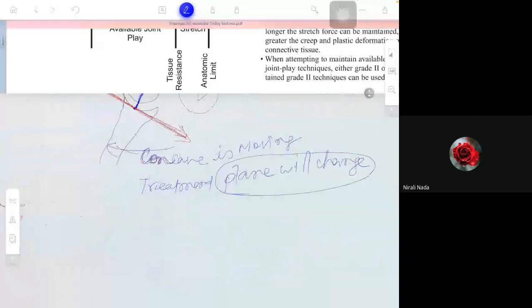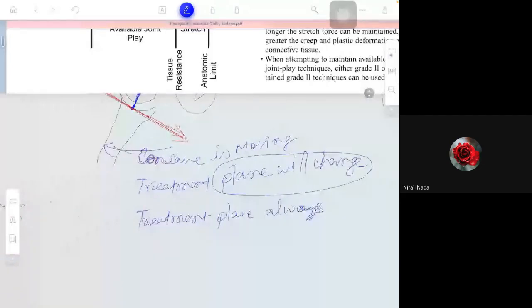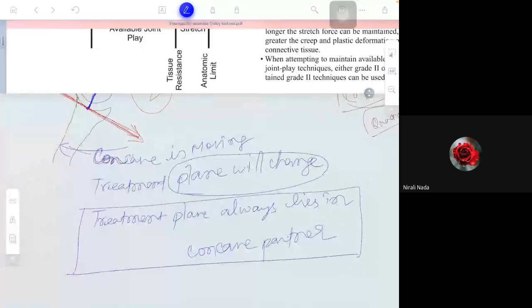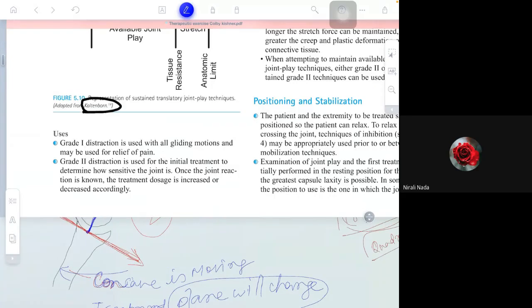So the treatment plane will also move because the treatment plane always lies in the concave partner. This is an important point you should remember. Treatment plane always lies in the concave partner. Whenever the concave bone is moving, the treatment plane will also move. Clear? This is already given somewhere in your book. You have not seen it.